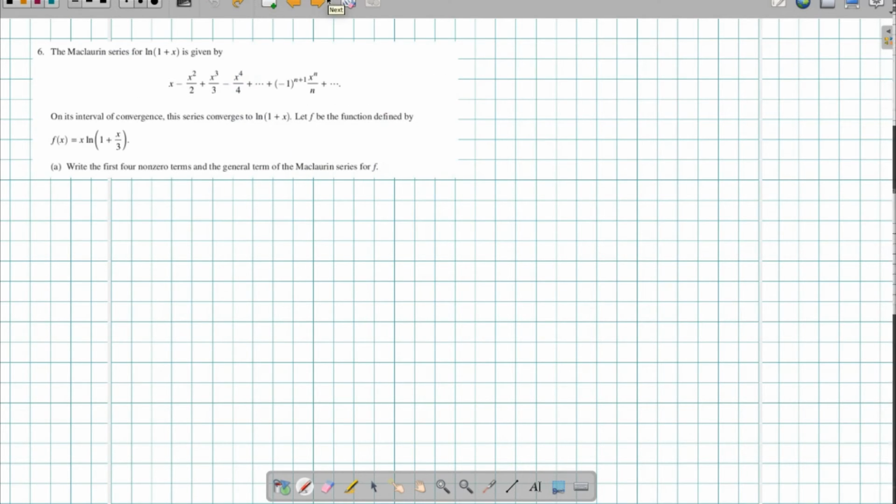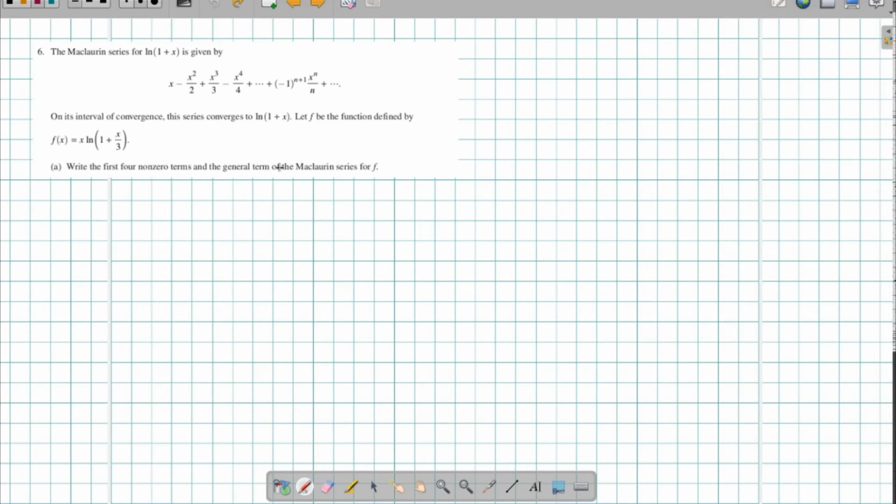The Maclaurin series for natural log 1 plus x is given by this alternating series, x minus x squared over 2 plus x cubed over 3 minus x to the 4th over 4 plus etc. And it says on its interval of convergence, this converges to ln of 1 plus x. Let f be the function defined by x times ln of 1 plus x over 3. And they want us to write the first 4 non-zero terms and the general term.